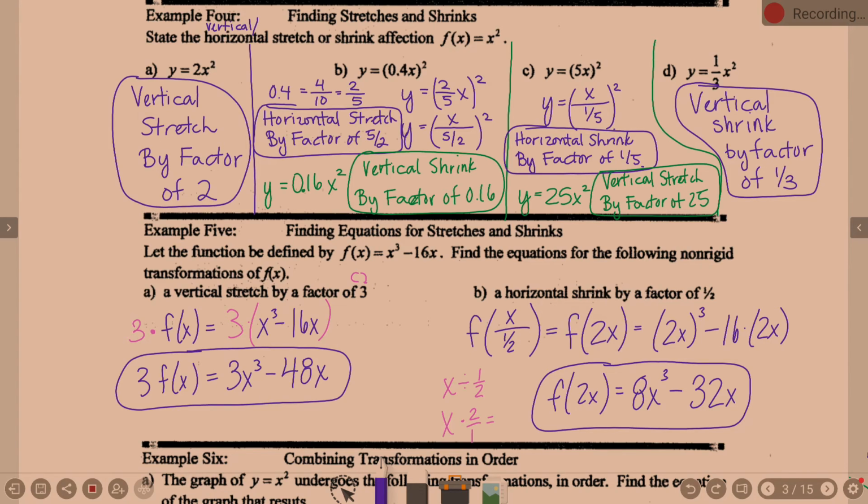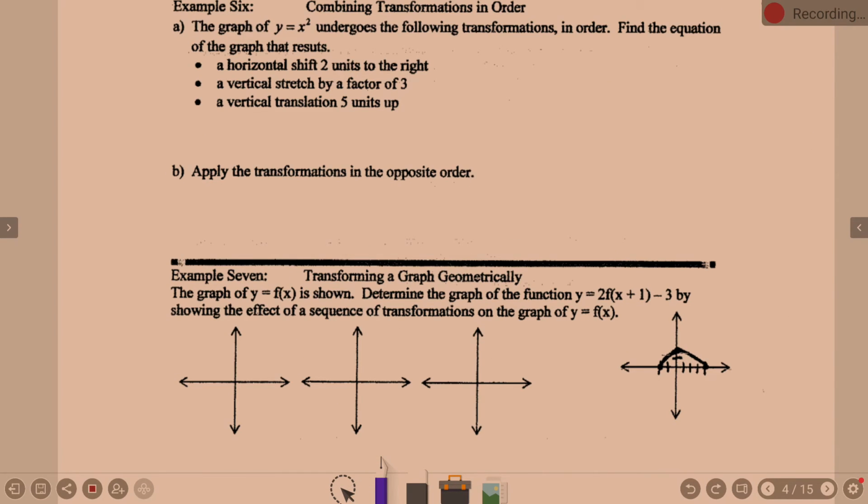Okay, example 6. The graph of y equals x squared, the same parent function graph that we had 2 examples ago, undergoes the following transformations in order. Find the equation of the graph that results, and there are 3 different things given. We're going to go through this one by one because order matters here. Sometimes a lot, sometimes a little. It just depends on the situation.